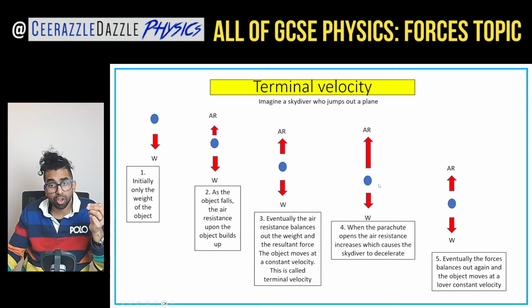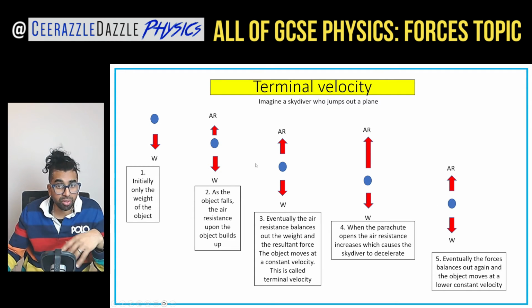Then, when the skydiver opens up the parachute, the air resistance increases dramatically, and therefore the object starts to decelerate. And then finally, the two forces balance out again, and therefore the object starts to travel at a lower constant velocity. So yes, it's a lower terminal velocity at the end.